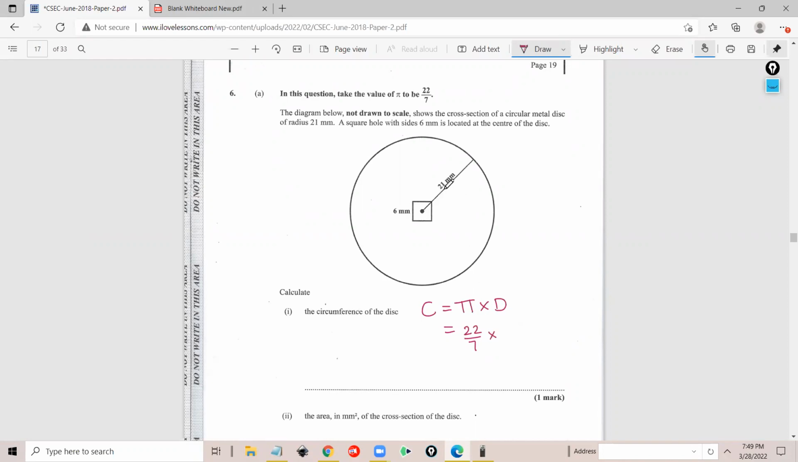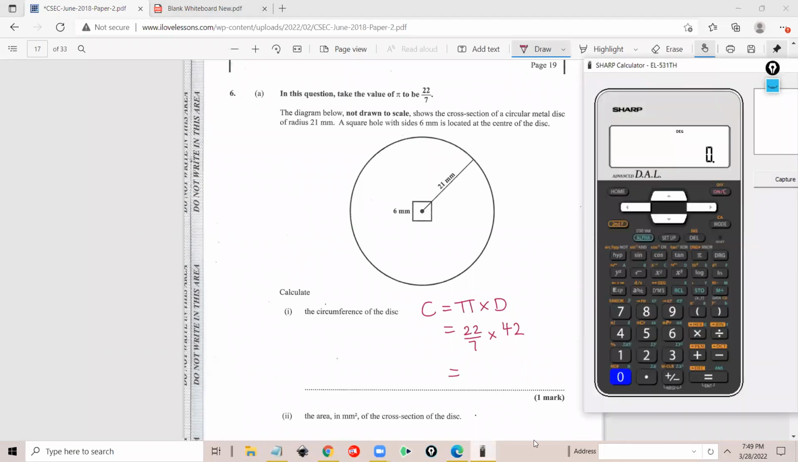Now in the question here, the examiner gave you the radius. We all know the diameter is twice the radius. So you just have to take 21 and multiply by 2. So the diameter is 42. And all you have to do is just type this straight on your calculator.